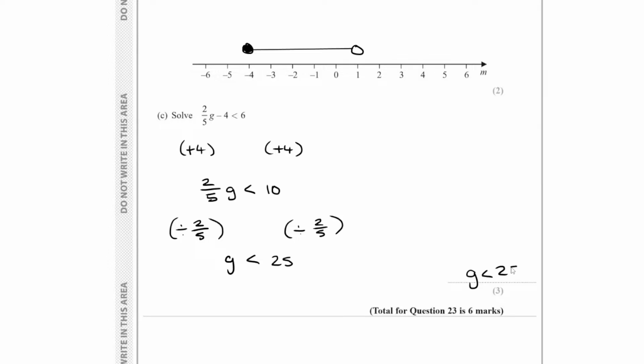So g is less than 25. As I said, just copy the same symbol, basically. Don't worry about the symbol, just copy it. But that's just like a normal equation.